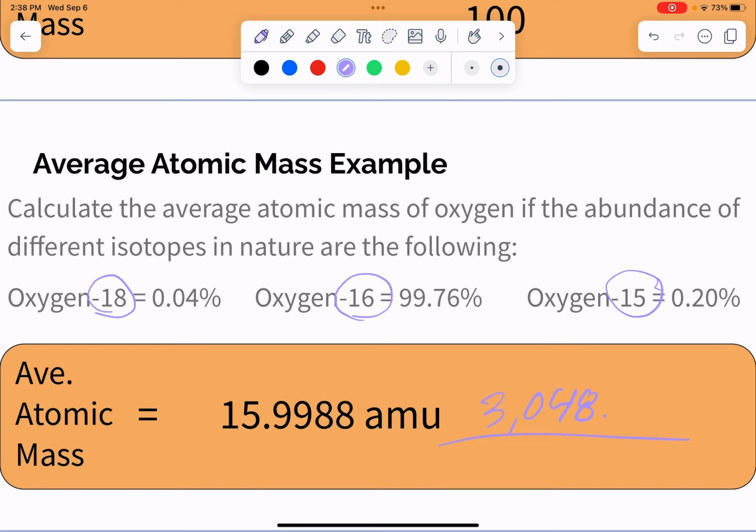In this case here, almost all of the oxygen atoms weigh 16 atomic mass units, so we expect the answer to be very close to 16. And then of the leftovers, more of them are below 16, a tiny bit are above, and so we end up with 15.9988, which does make sense. We say, okay, it's right next to 16, slightly below.